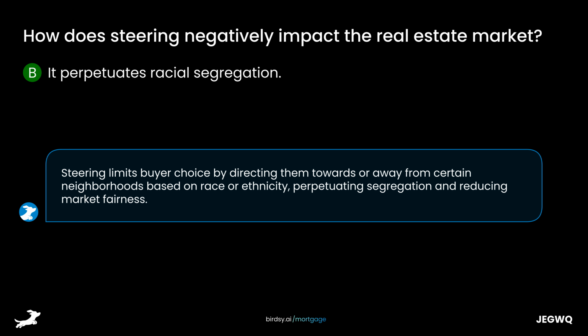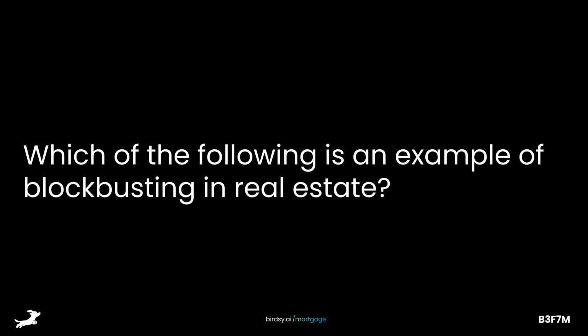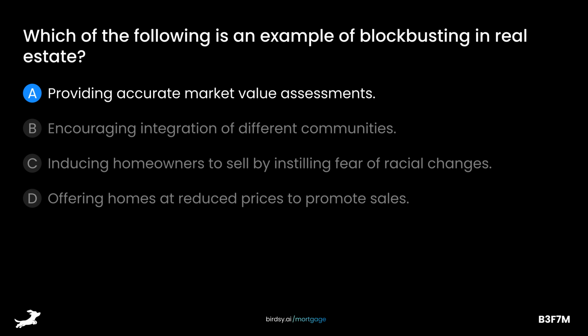and reducing market fairness. Which of the following is an example of blockbusting in real estate? Is it A, providing accurate market value assessments? B, encouraging integration of different communities? C, inducing homeowners to sell by instilling fear of racial changes? Or D, offering homes at reduced prices to promote sales? The answer is C, inducing homeowners to sell by instilling fear of racial changes.